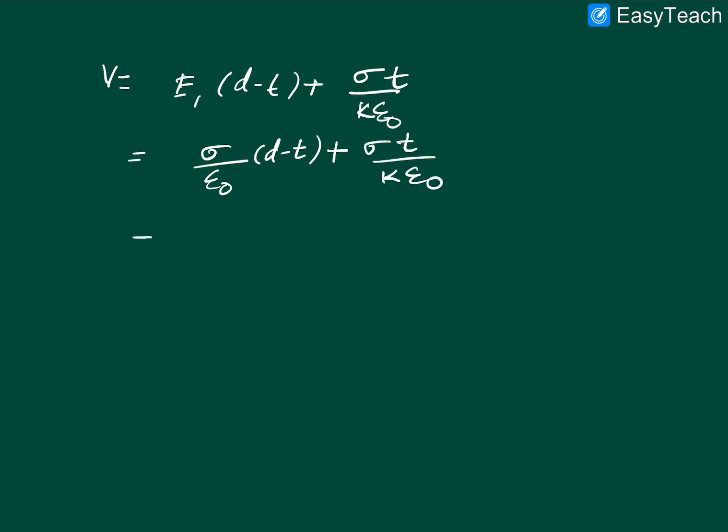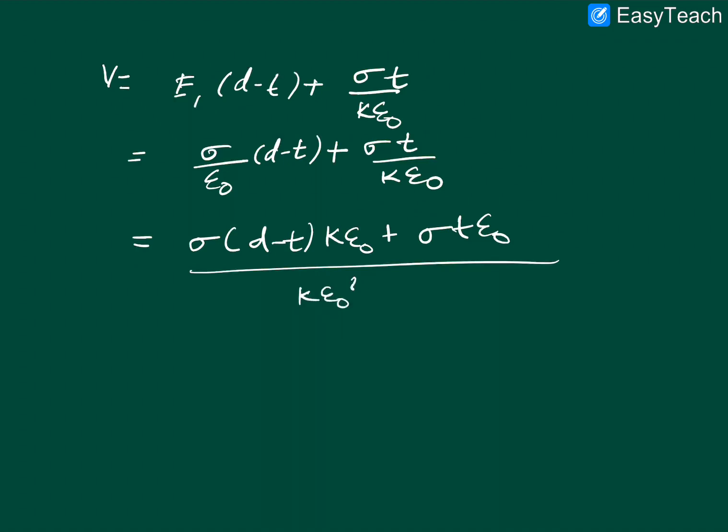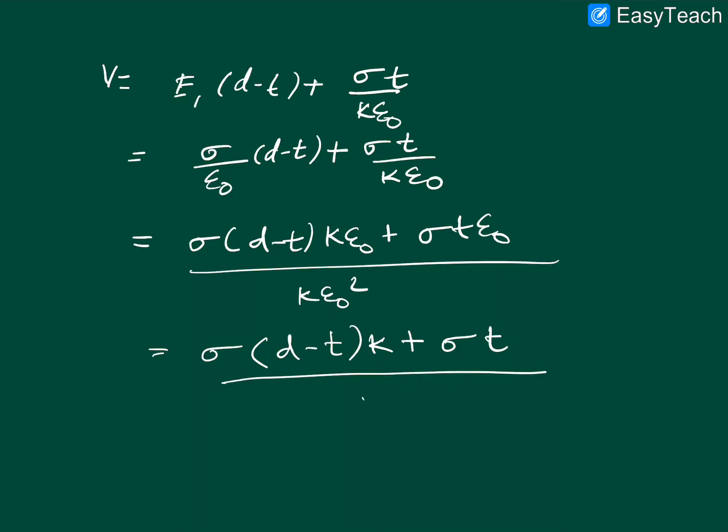Okay, now you can cross multiply. If you cross multiply, what you will get? Sigma into D minus T into K epsilon 0 plus sigma T epsilon 0 divided by K epsilon 0 square. Now you can see epsilon 0 is common in all the three terms, so you can cancel one epsilon 0, then you will get sigma into D minus T into K plus sigma into T divided by K into epsilon 0, isn't it? After cancelling one epsilon 0, you will get this term.